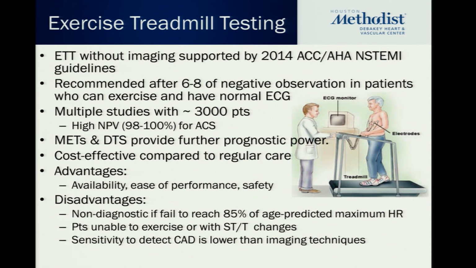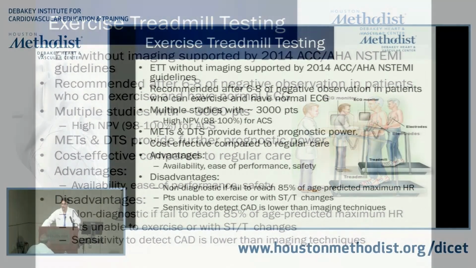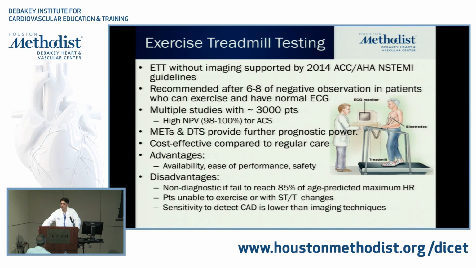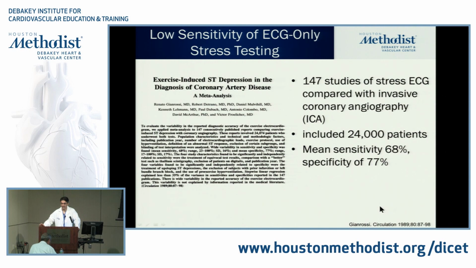They have to get to 85% of their age-predicted maximum heart rate. And then, as the literature shows, it may be very good at ruling out acute coronary syndrome in the acute setting. But what happens when they come back to your office in 2 weeks and say, "Doc, I'm still having chest pain"? How confident are you that they don't have CAD?